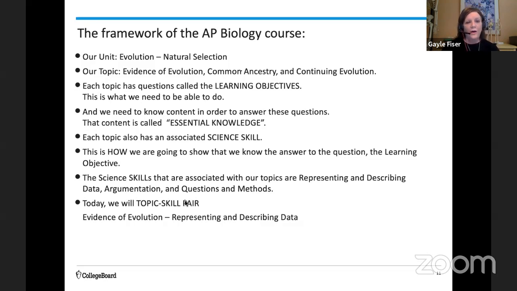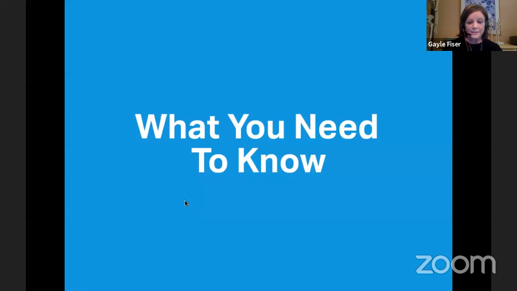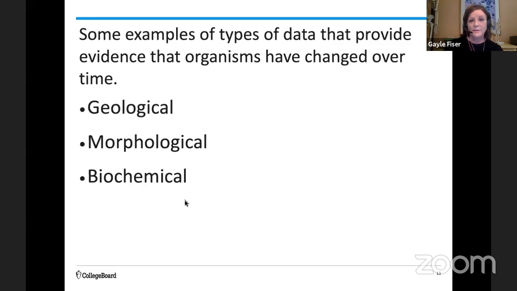And each topic also has an associated science skill. This is how we're going to show that we know the answer to the question, which is the learning objective. The science skills that are associated with our topics are representing and describing data, argumentation, and questions and methods. And today we will focus on a topic skill pair of evidence of evolution and representing and describing data. So what do you need to know to do this? So some examples of types of data that provide evidence that organisms have changed over time are geological, morphological, and biochemical.